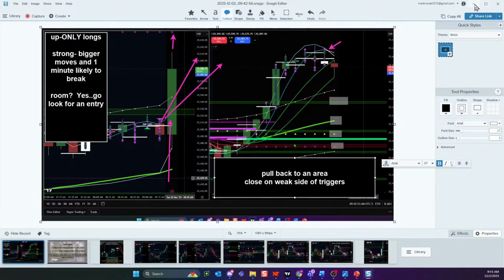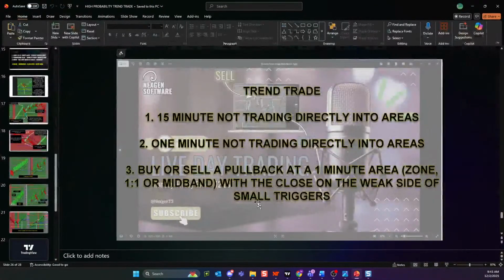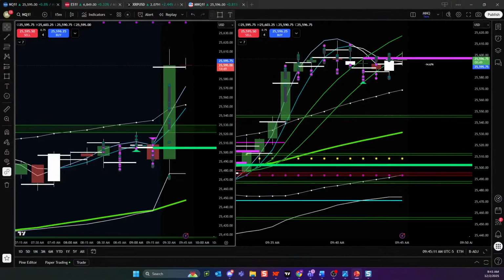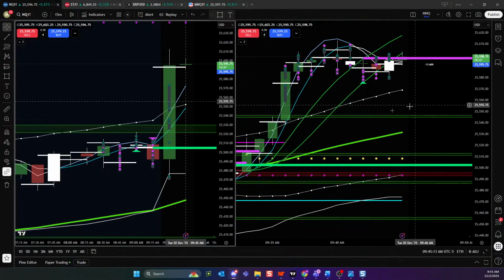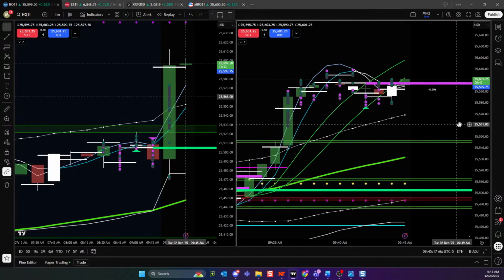We just covered that. I don't consider it a zone. It didn't make the list, Victor. Zone, 1-to-1, or a midband. So here we go. It's up. It's strong. The trigger's rolled.